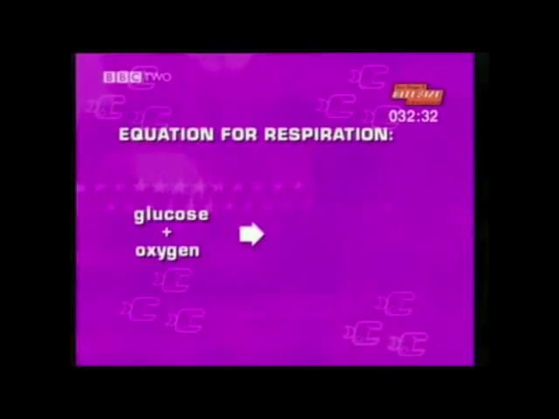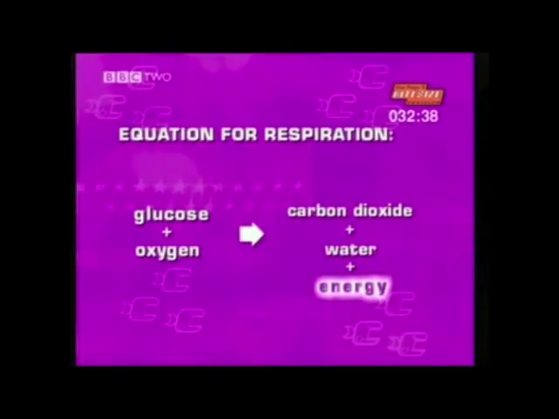And after I have digested the biscuit, it's then broken down into the simplest units, usually glucose, a simple sugar. So glucose and oxygen are the ingredients needed for respiration. And we can sum up the process of respiration in a word equation. Glucose reacts with oxygen to produce carbon dioxide, water, and energy. Why not stop the tape and practice writing it out until you know it off by heart?